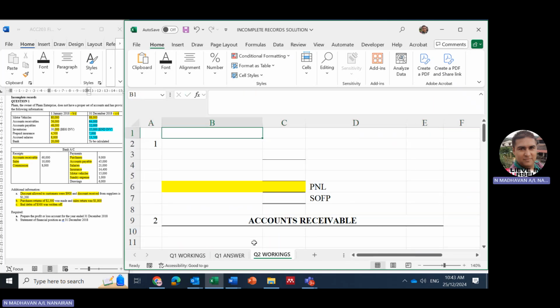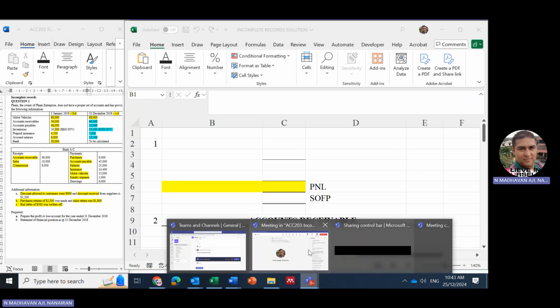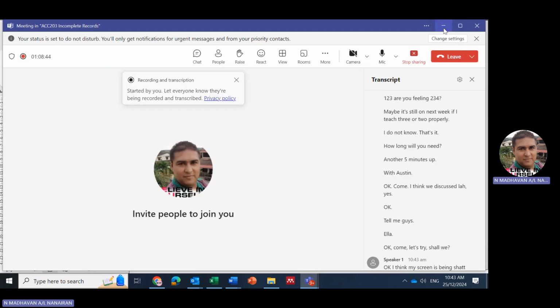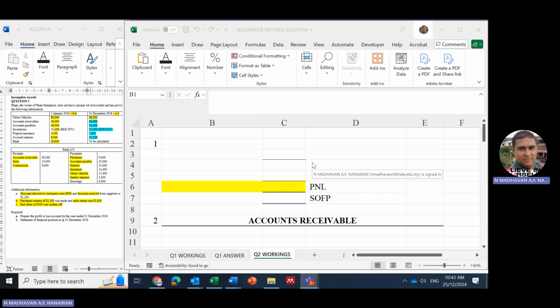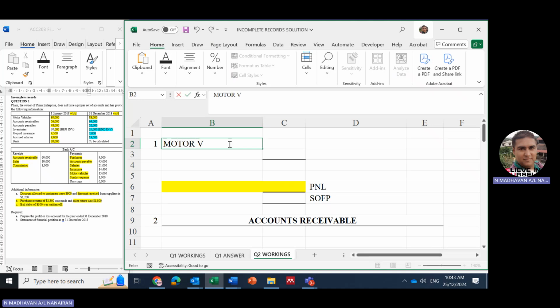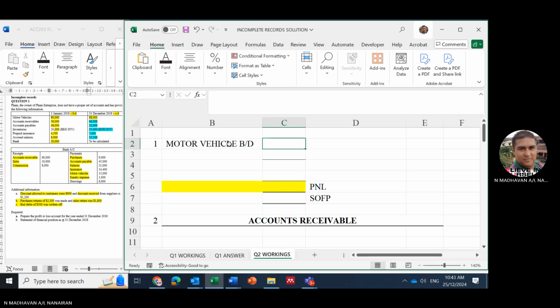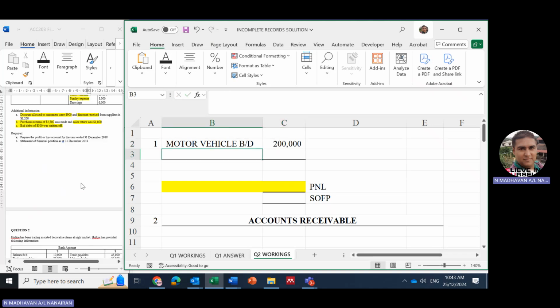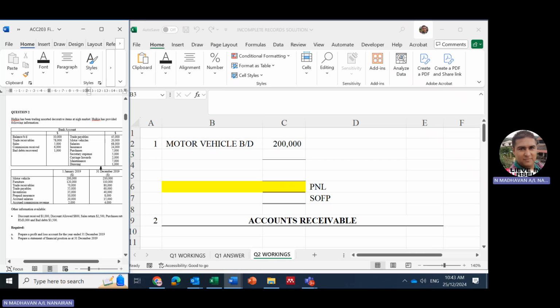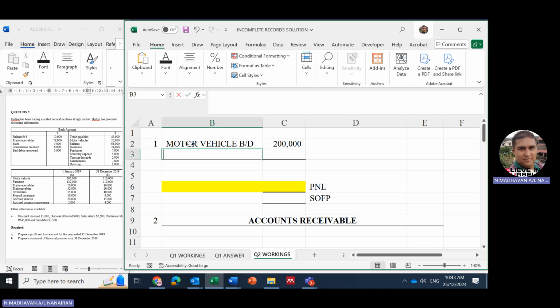Okay, come. Let's try. Shall we? Okay, I think my screen is being shared. Recording on. Now, the first workings we're going to do for motor vehicle, correct? What's your motor vehicle brought down? 200,000. Next, any acquisition of motor vehicle? Bank acquisition is 20,000, giving you a total of 220,000, correct?